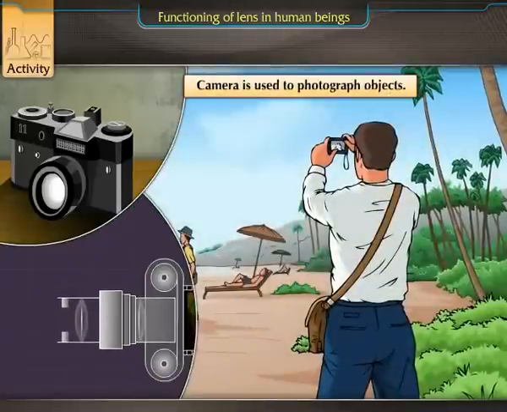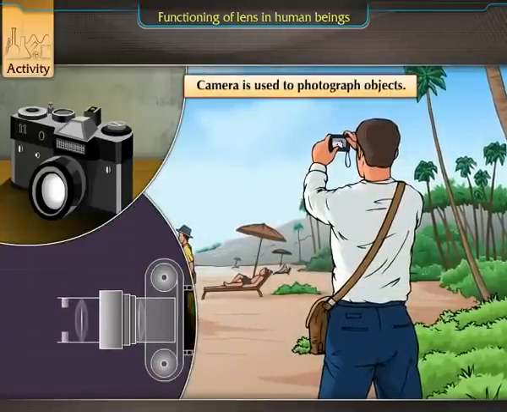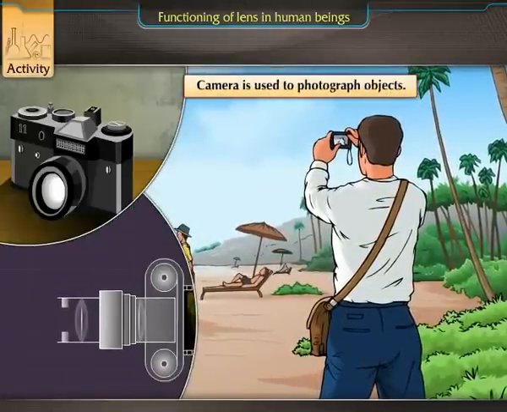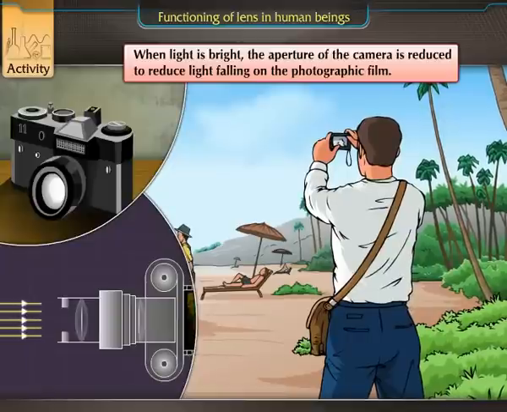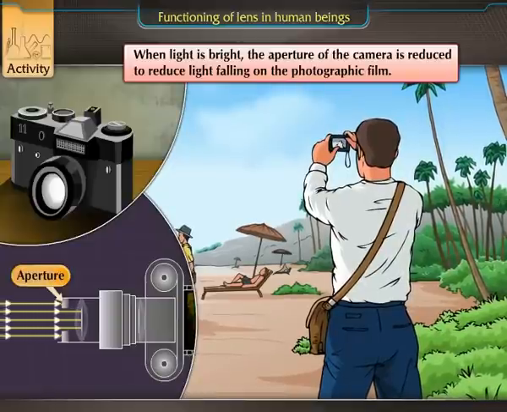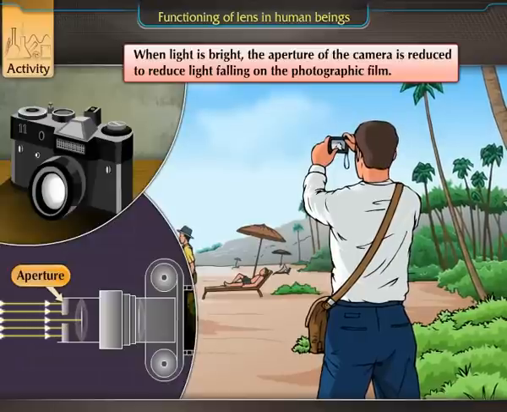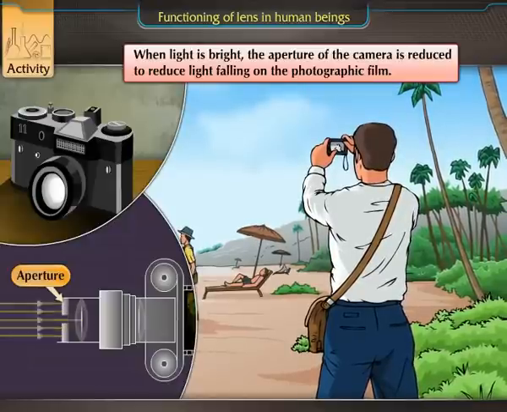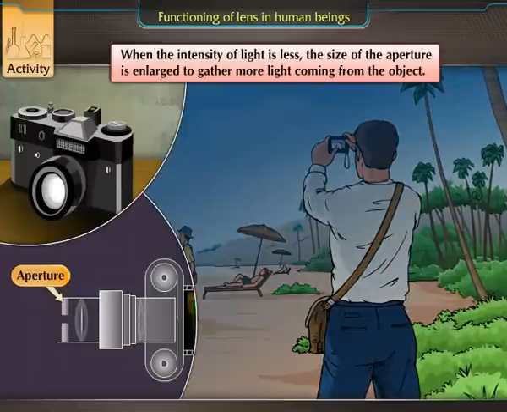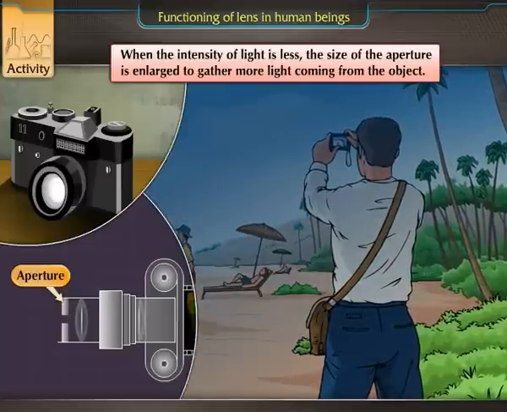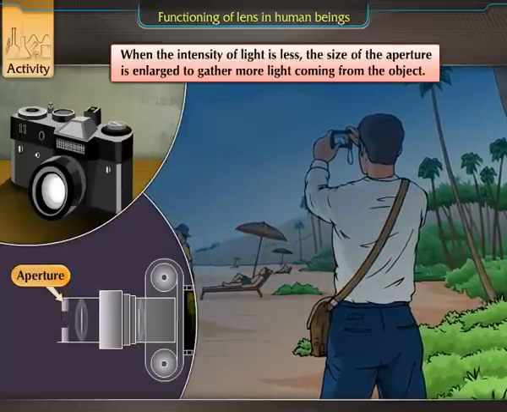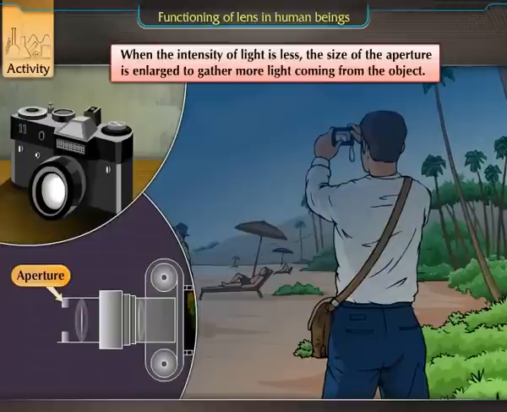Camera is used to photograph objects in different conditions. When light is bright, the aperture of the camera is reduced to reduce light falling on the photographic film, and if light is less, the size of the aperture is enlarged to gather more light coming from the object.